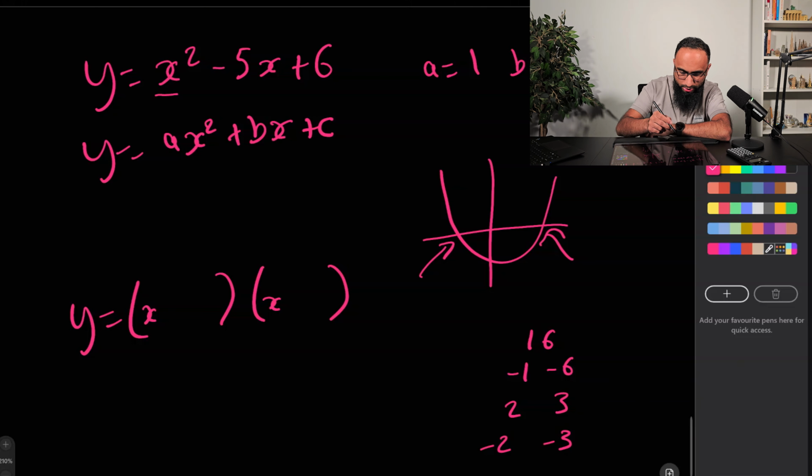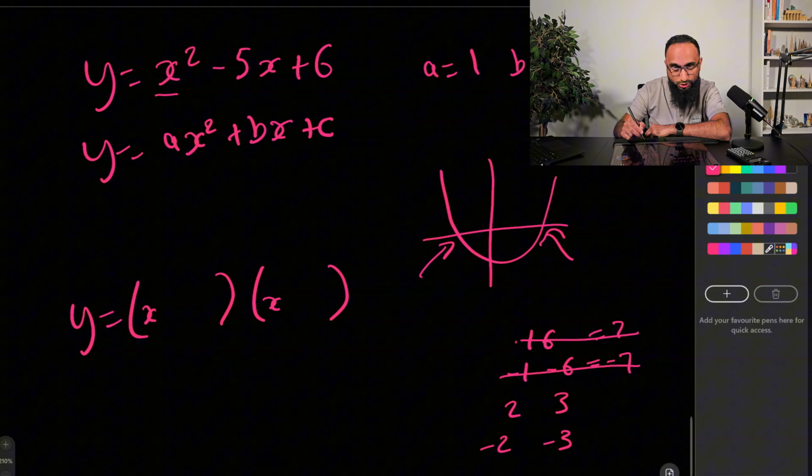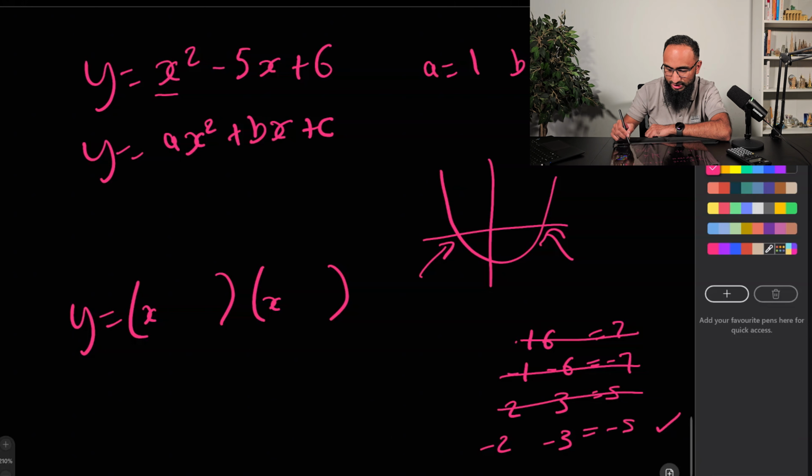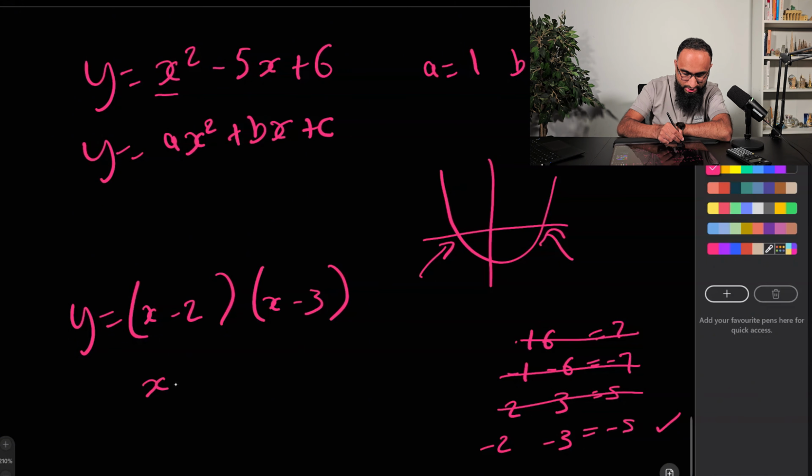Then you want to see which 2, when you add them up, give you negative 5. Well, when you add 1 plus 6, you get 7, so that can't be it. When you do minus 1 plus minus 6, you get minus 7, so that can't be it. When you do 2 plus 3, you get positive 5, so that can't be it. When you do negative 2 plus negative 3, you get negative 5, so that is the one. So we do minus 2 here, minus 3 here. And therefore, our answers are x equals positive 2 and x equals positive 3.